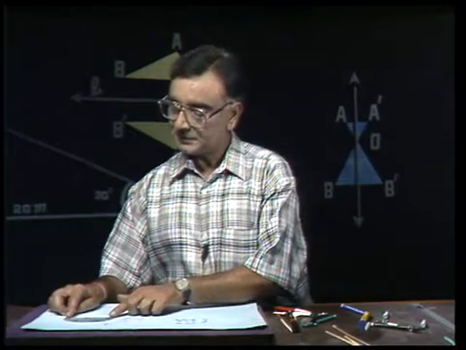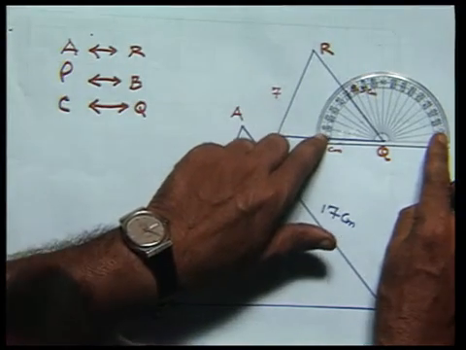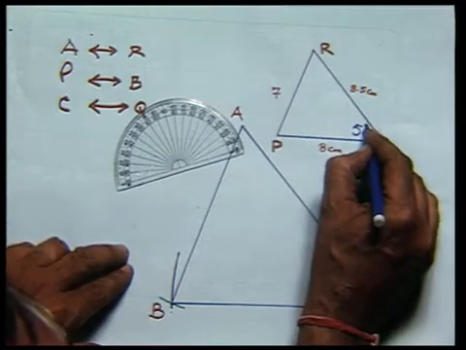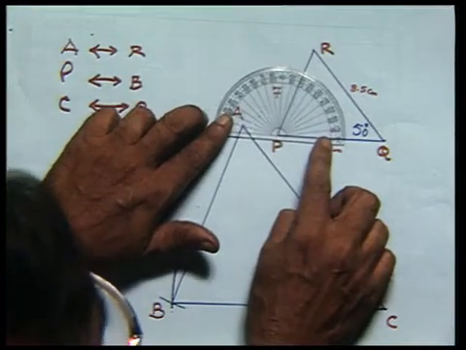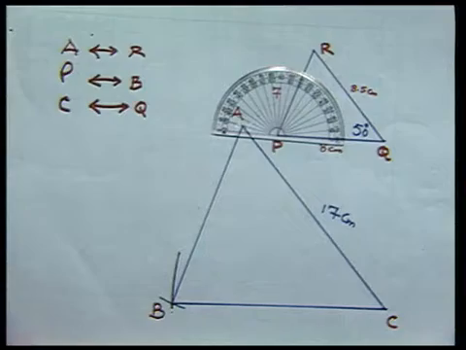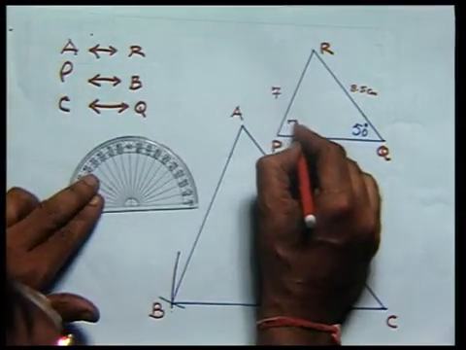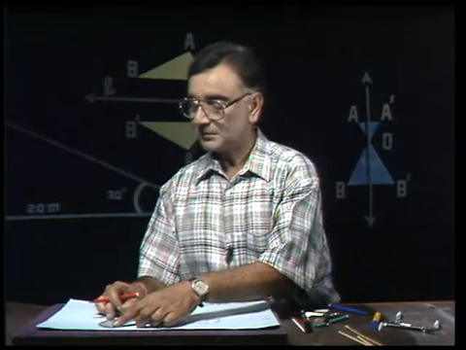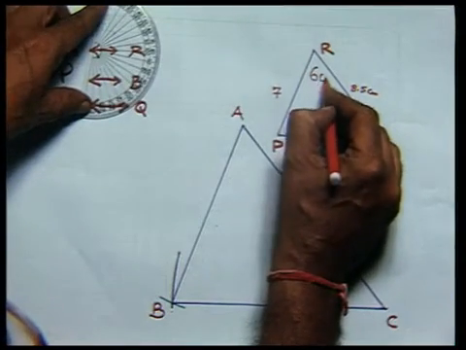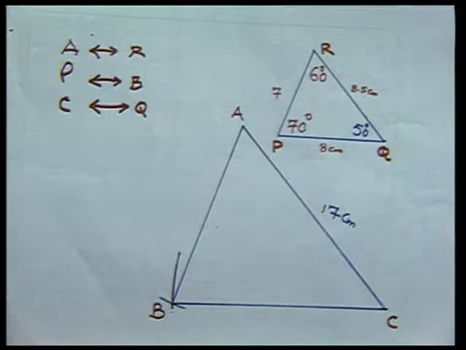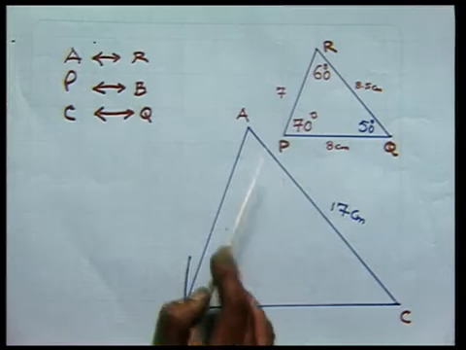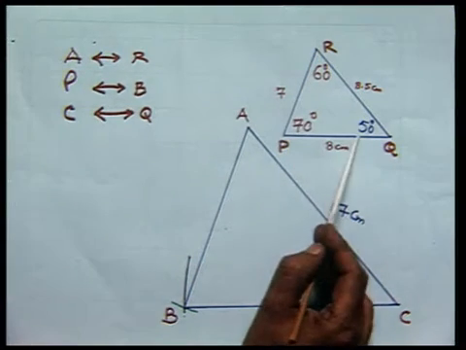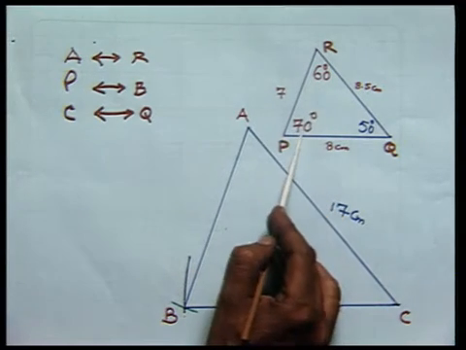Here this angle Q is 50 degrees. Angle P is 70 degrees and the third angle is 60 degrees. The triangle which we drew over here had the sides twice the sides of the triangle PQR. Now we have measured the angles Q as 50, R 60 degrees and P 70 degrees.